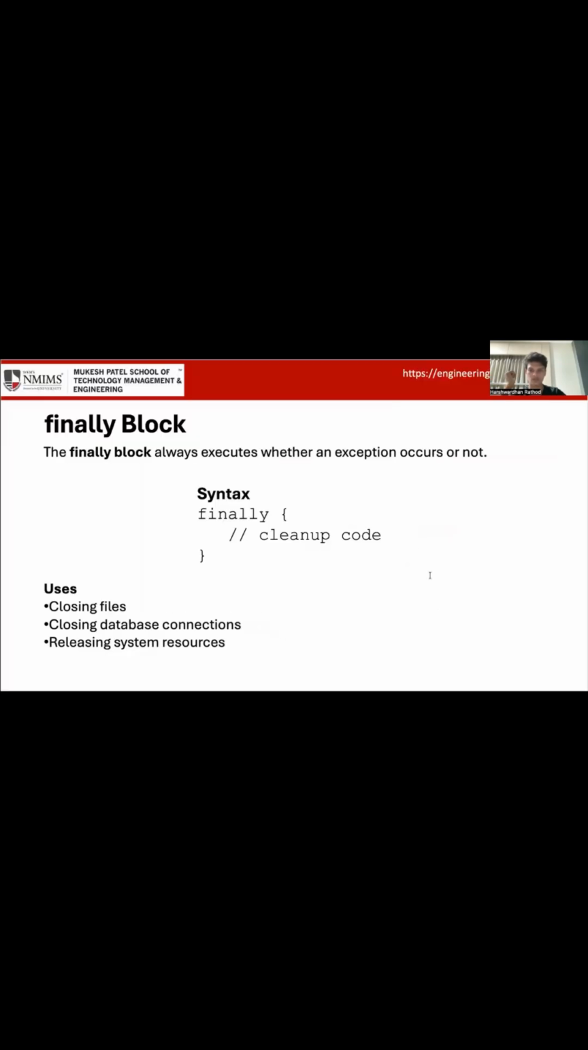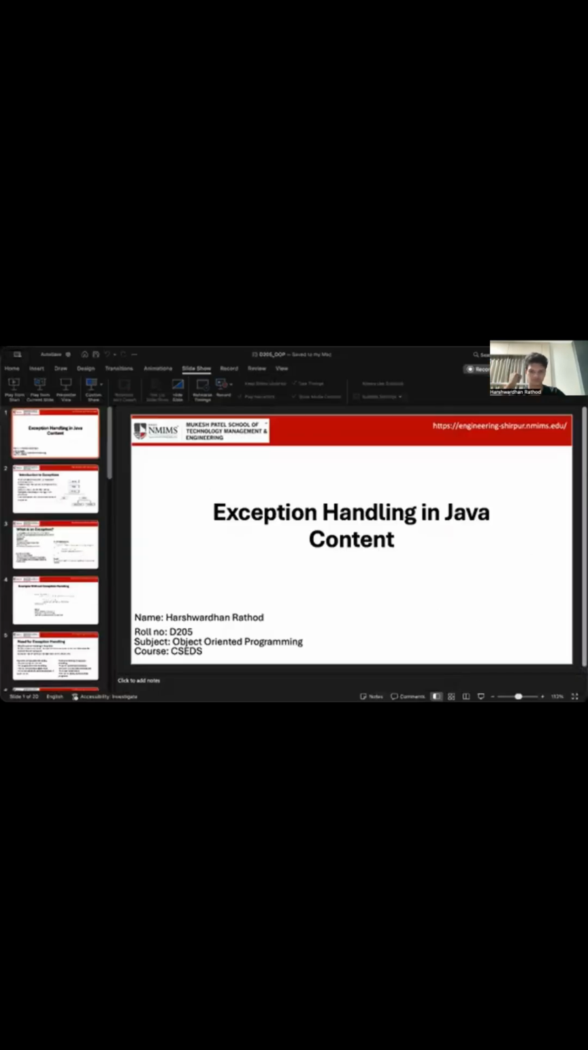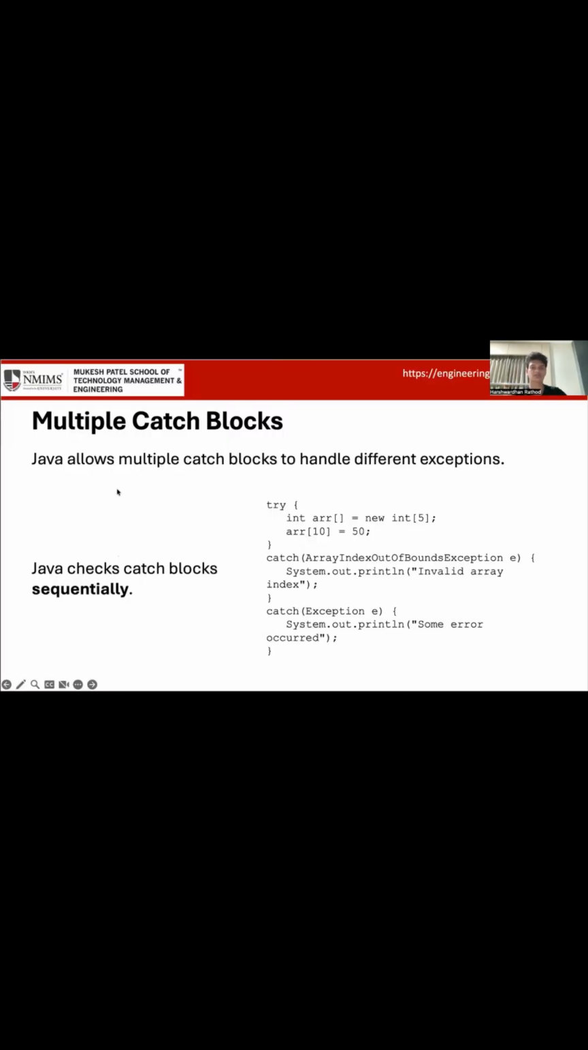Finally block. The finally block is executed whether an exception occurs or not. It is typically used for closing files, releasing resources, or performing cleanup operations. So here's the syntax. Multiple catch blocks. Java allows multiple catch blocks to handle different exceptions. Like one error, one exception, one try-catch block, the same for the other, and multiple can be created.